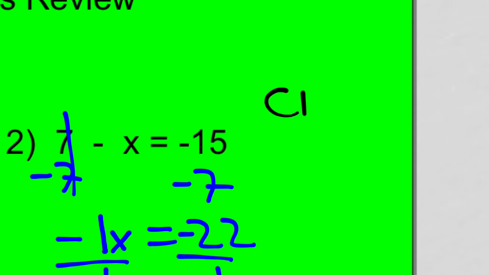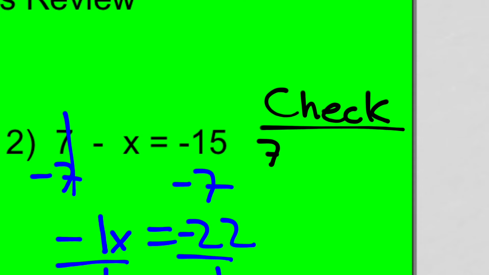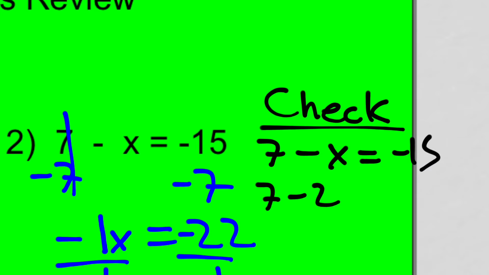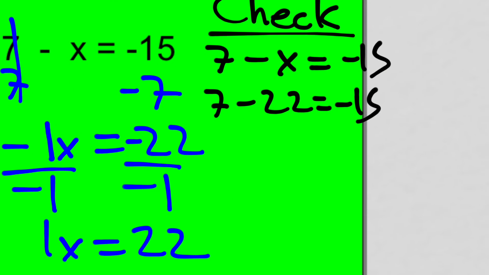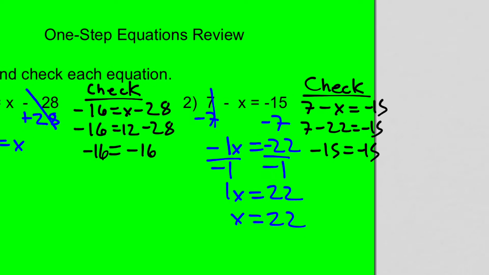The check. 7 minus x equals negative 15. X was 22, so 7 minus 22 equals negative 15. And that is true. 7 minus 22 is negative 15, so both sides of the equation check out.